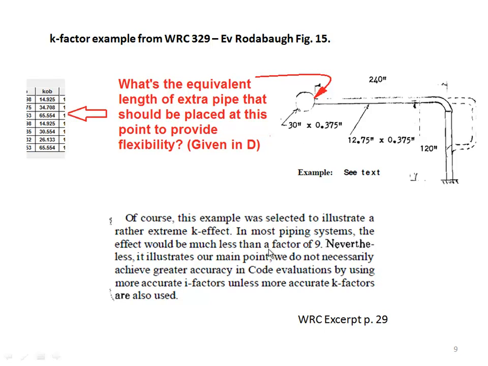We can see in the sketch that the overall pipe length was 240 plus 120 inches, or 360 inches. So we'd expect an equivalent 780-inch length concentrated point spring at the intersection in the out-of-plane direction to have an effect on this piping system. And indeed it did, 9 times.